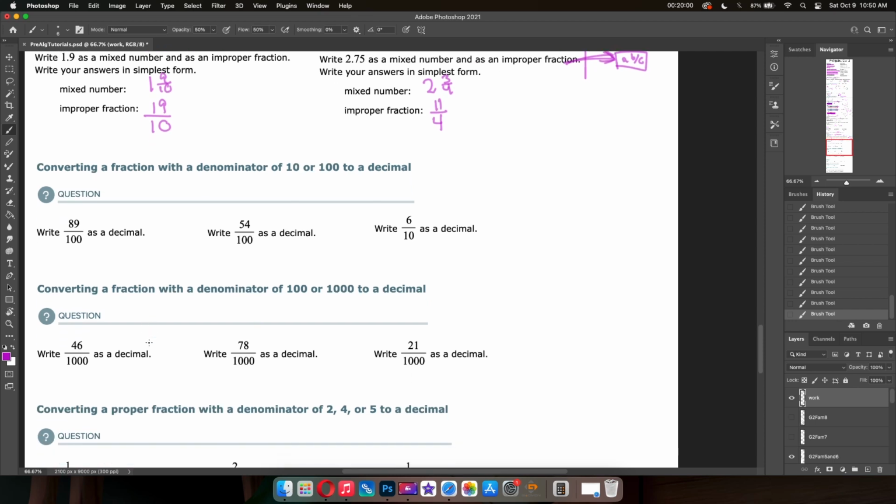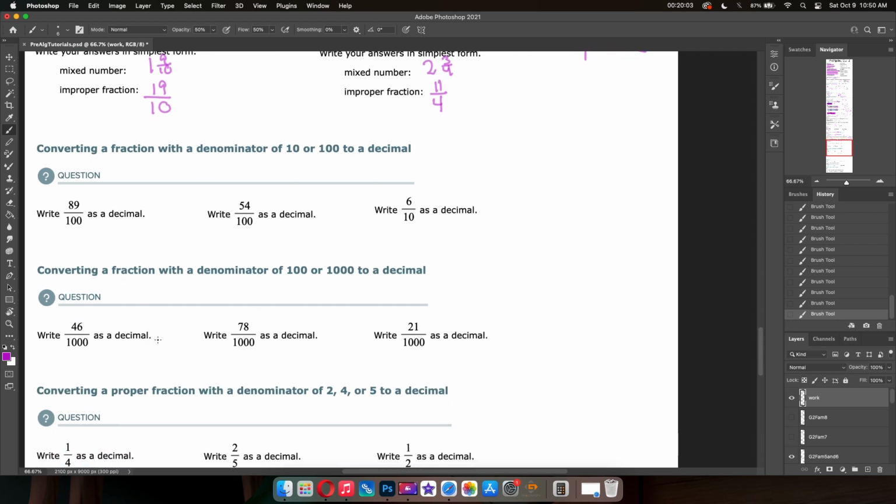Converting a fraction with a denominator of 10 or 100 to a decimal. So all you're really doing is, you see how many zeros are here? That's how many spaces you move over. So 89 moves over 1, 2 spaces to become 0.89, 89 hundredths. How many zeros are there? So then I'm going to take my 54 and move it over 1, 2 spaces to be 0.54.